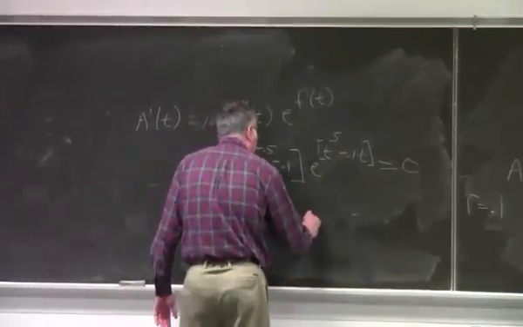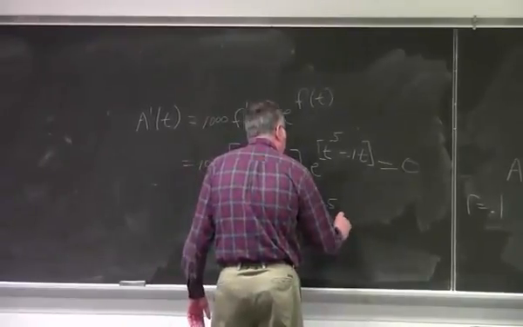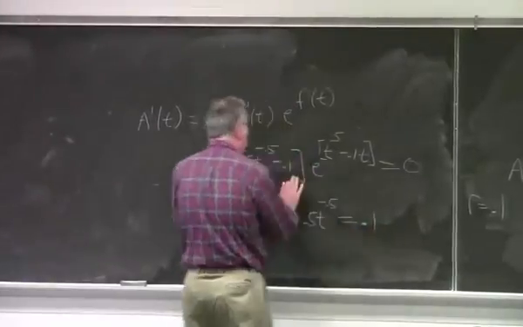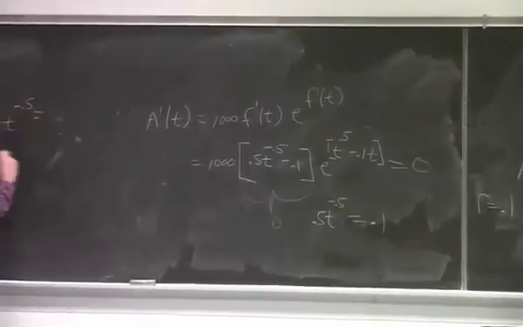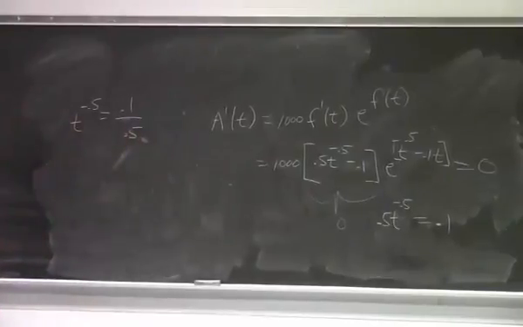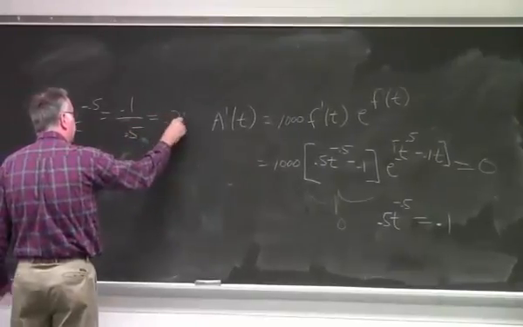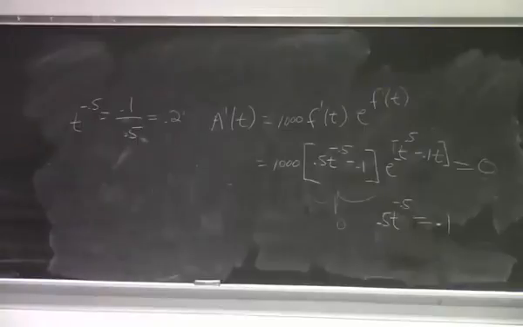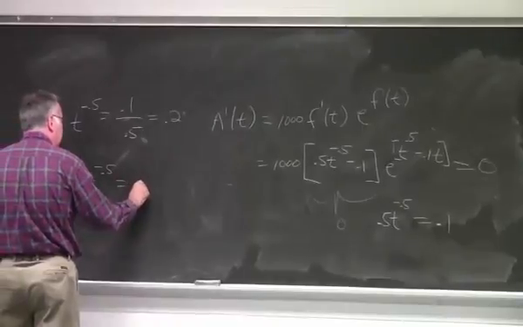So we get 0.5 t to the minus 0.5 equals 0.1. Just bring that minus 0.1 over to the right, and then solve for t. So we get t to the minus 0.5 equals 0.1 over 0.5. And this is just 0.2, isn't it? And now we have this equation right here, t to the minus 0.5 equals 0.2.